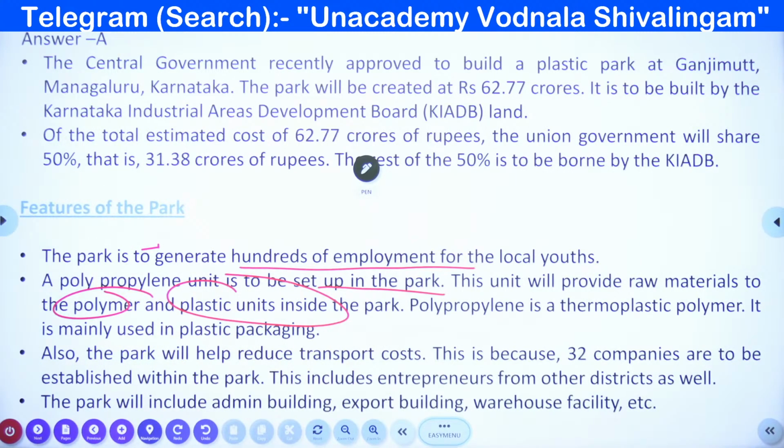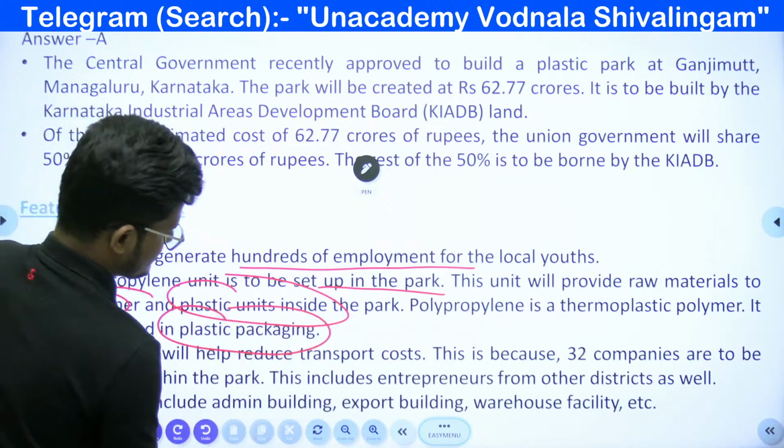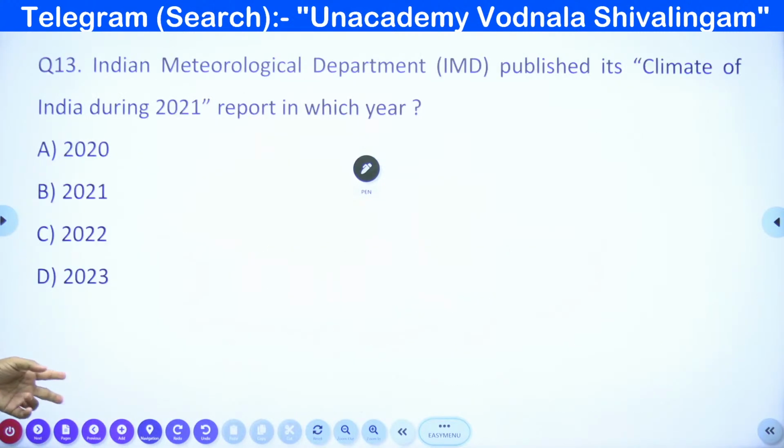Polypropylene is a thermoplastic polymer, mainly used in plastic packaging. On one side we need to avoid plastic usage, and on the other side, they are building plastic parks.